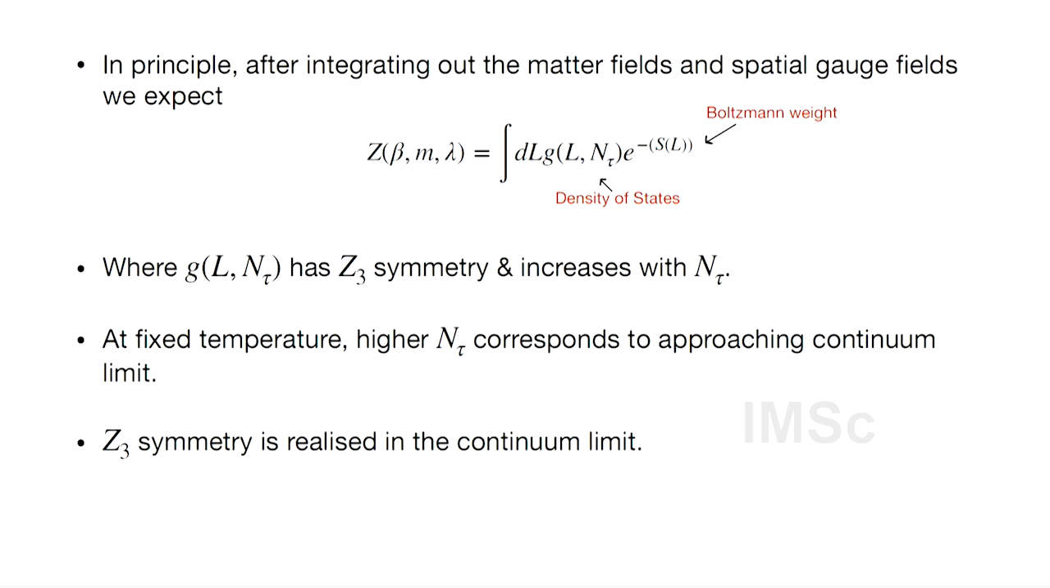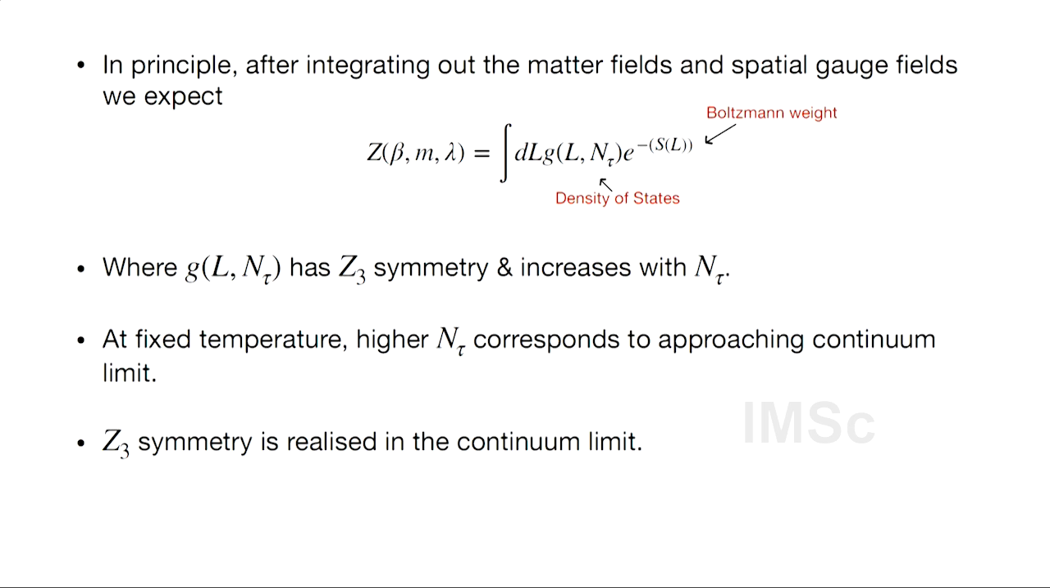So in principle, when one integrates out the matter fields and the spatial gauge fields, one would expect that the partition function can be written in terms of Polyakov loop, which is the order parameter of CD transition. The action will act as a Boltzmann weight, and there will be density of state. So this G of L is Z3 symmetric, as well as it depends on n tau, and n tau is number of time steps. So it increases with n tau.